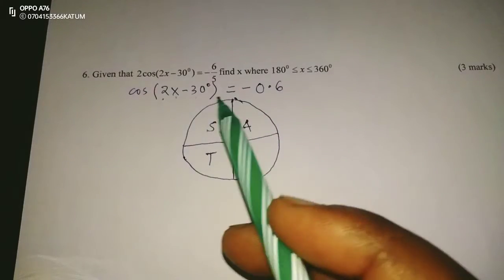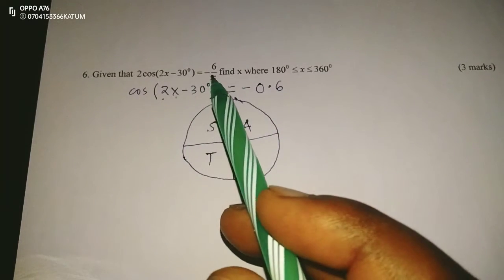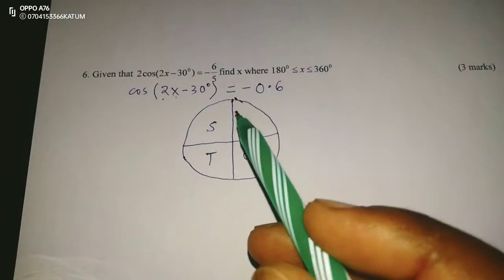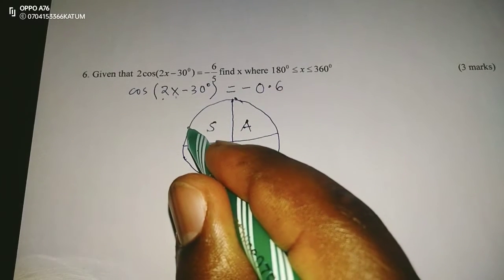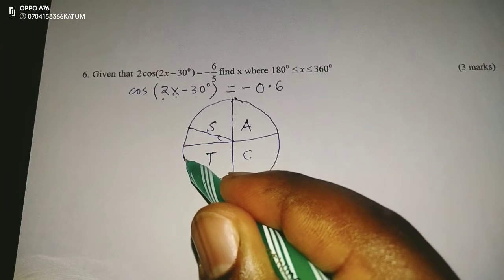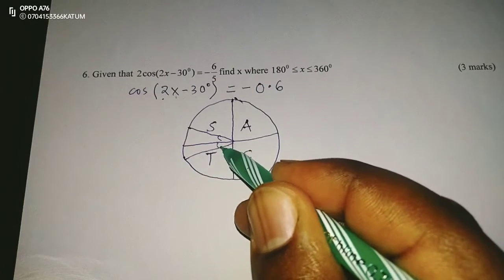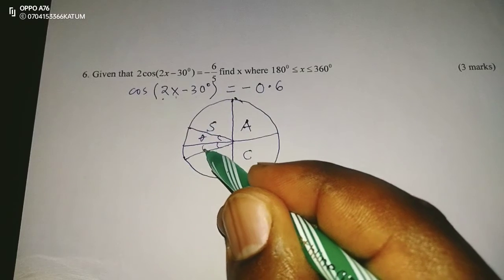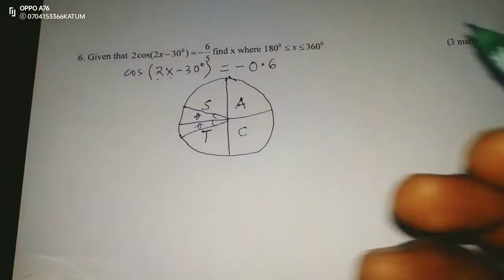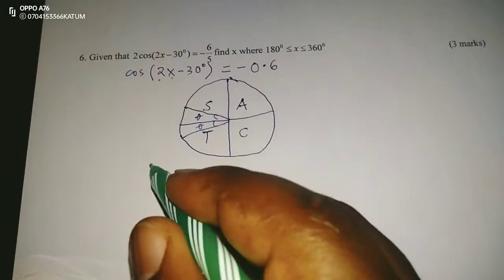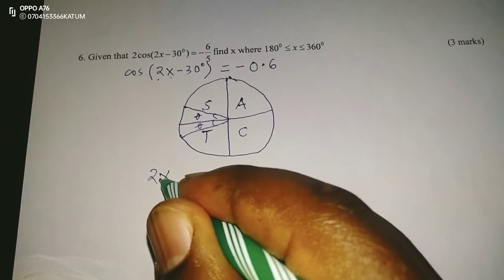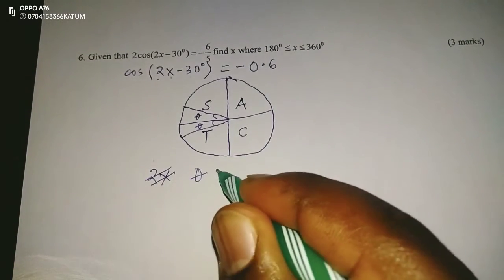Now, it means 2x minus 30 is an angle which lies in the quadrants where cosines are negative. And that is the second quadrant, where cosines are negative, and also the third quadrant. So the angle is going to lie here and here. That is where we're going to have the acute angle. Therefore, let me get the acute angle theta.